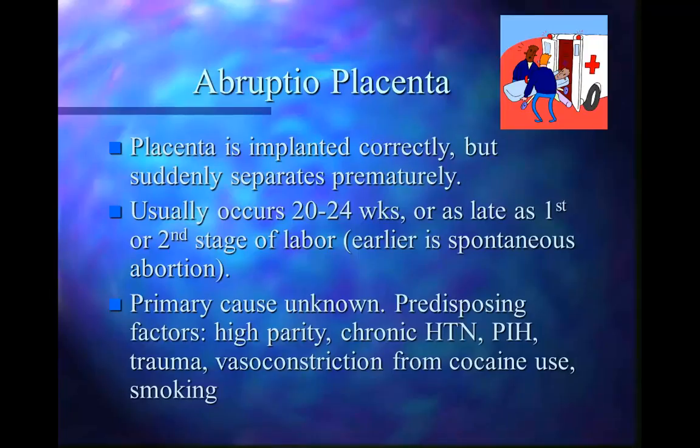The real primary cause of abruptio placenta is unknown, but there are some predisposing factors that we have seen. Women of high parity, women who already have chronic hypertension, women with PIH, pregnancy-induced hypertension. Anytime there's a major trauma, she's at a greater risk. And then vasoconstriction of the blood vessels of the placenta from cocaine use or smoking.